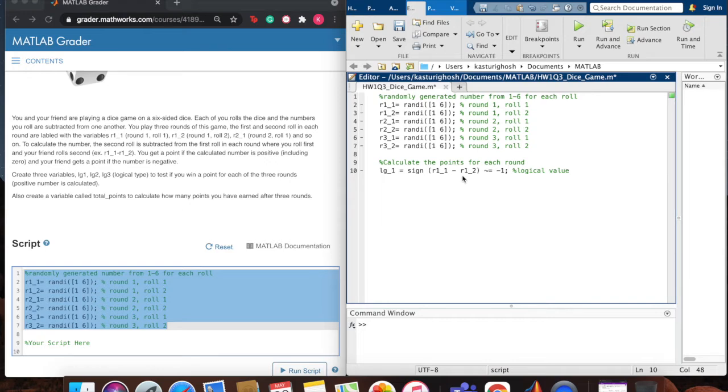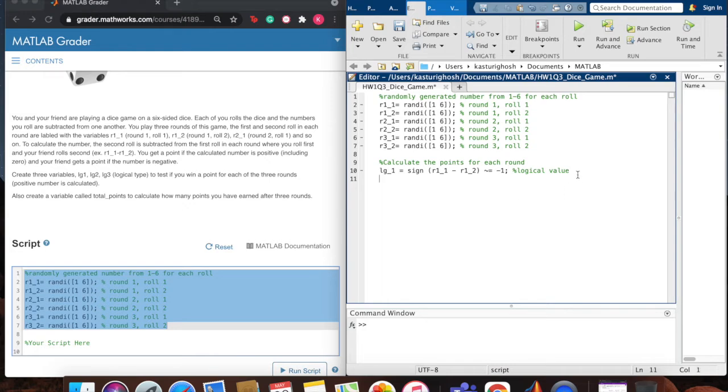If it was equal to 0, which still means that you are winning, 0 is not equal to -1. So the answer of LG1 would be 1, again, which is logical 1, and you'd be winning. And if the sign of this was negative, in which case your friend should win, sign would give you a -1, which would be equal to -1, and the value for LG1 would be 0, or a logical false.